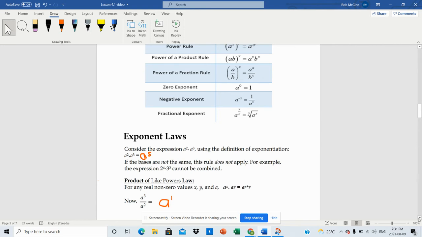So, product rule once again: if we have two exponents that have the same base and we're multiplying them, all we'll do is add the exponents together. So, we'll have the base and the added exponents. So, a to the x times a to the y equals a to the x plus y.